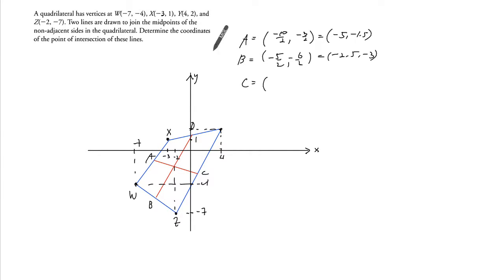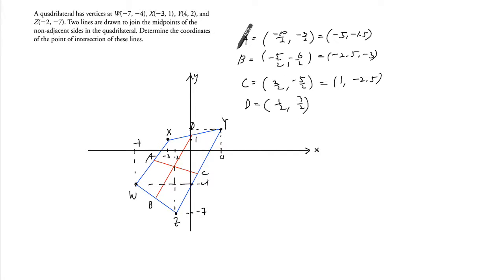And C is a midpoint between Z and Y, right? So 2 over 2. If you add that, you get negative 5 over 2. So that's 1 and negative 2.5. Okay, and D is between X and Y. So that's 1 over 2, right? 4 add negative 3 is 1, and 3 over 2. Okay, so now we have everything.